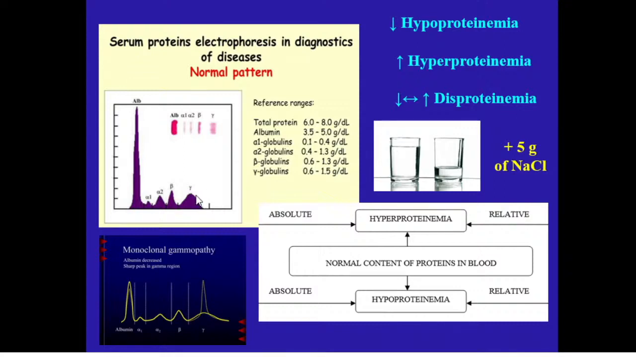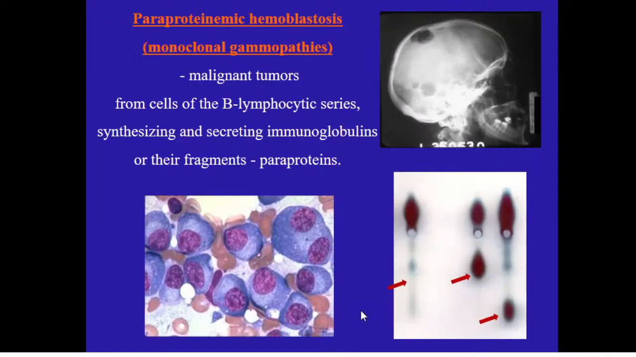We normally have polyclonal, and due to this, no peaks here. In case of monoclonal gammopathies, it's a dysproteinemia: the appearance of specific proteins in the gamma fraction we will see. There is a group of diseases named paraproteinemic hemoblastosis or monoclonal gammopathies. This is a group of malignant tumors from cells of the B lymphocytic series synthesizing and secreting immunoglobulins or their fragments, which are named paraproteins.